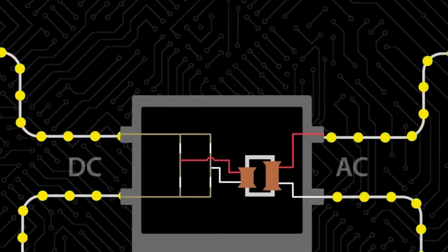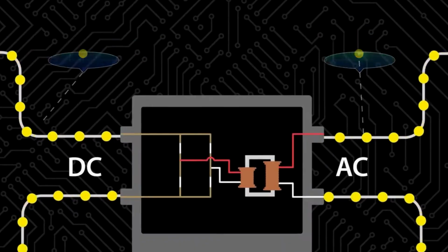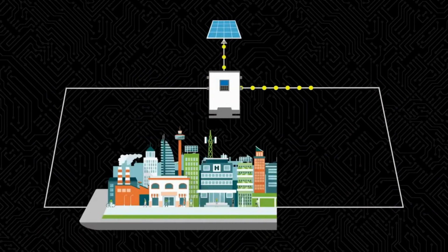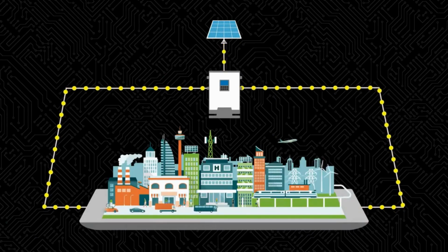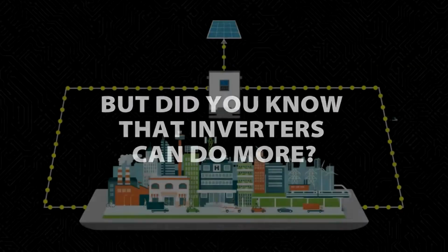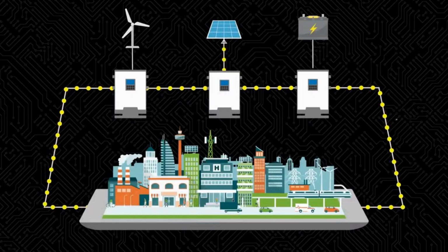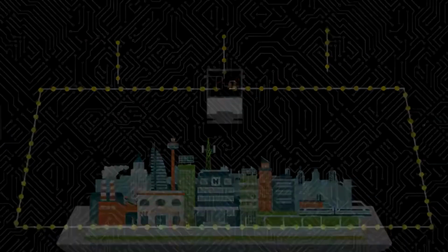We all know that inverters switch electricity from DC to AC. We also know that inverters deliver power from renewable energy resources and batteries to the electric grid. But did you know that inverters can do more? They have an important role to play in providing grid stability. It all depends on their controls.